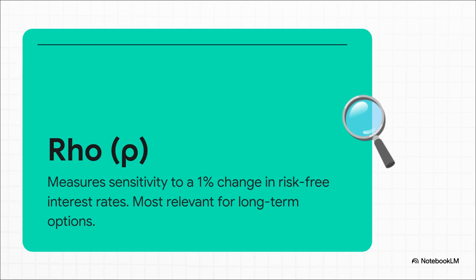Now, for options that expire in a few weeks or months, the impact is usually tiny, almost negligible. But for those really long-term options, the ones with a year or more to go, we call them LEAPS, a shift in interest rates can actually have a pretty noticeable effect on their price.